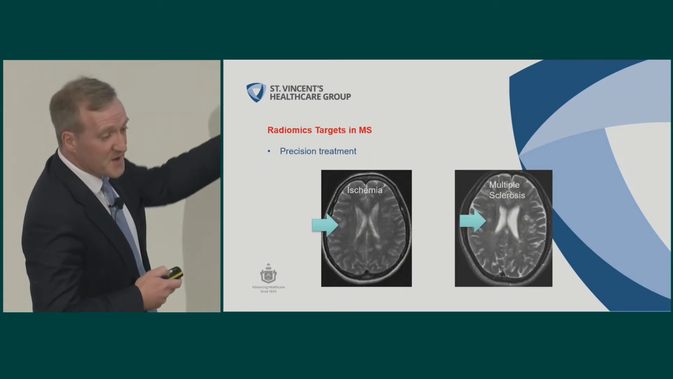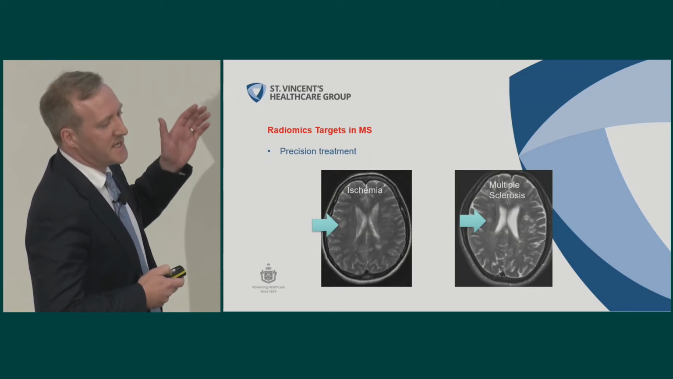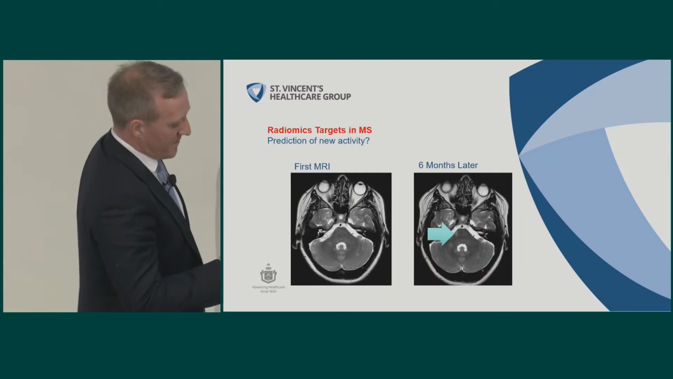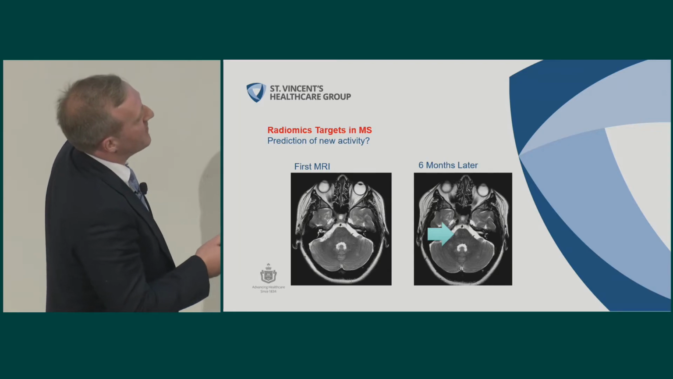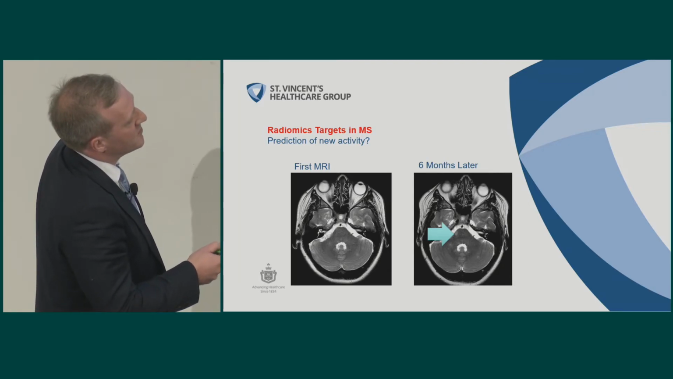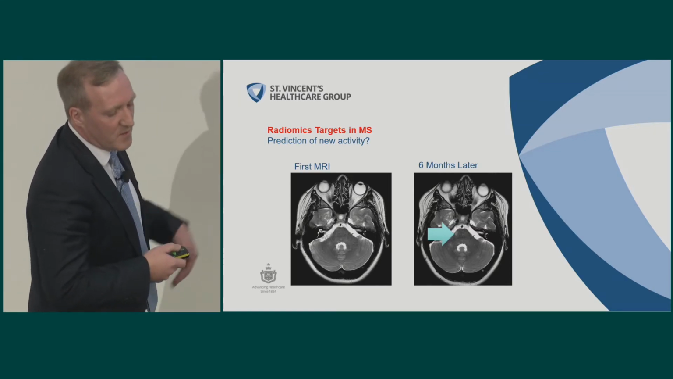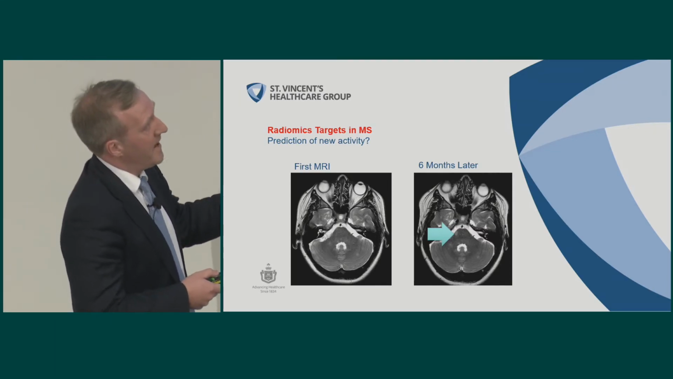This would lead to precision treatment, right? The correct treatment in the right patient at the right time. If you look at this patient, what about predicting new activity? This is the first MRI, query MS, new lesion here in the brainstem. That means dissemination in time. That equals a diagnosis of MS.